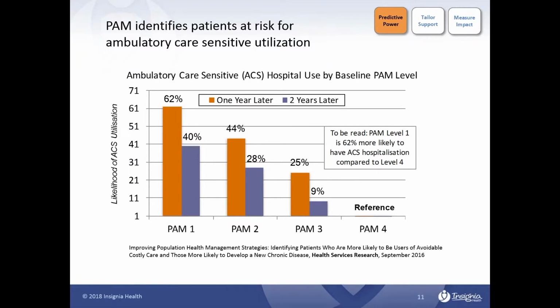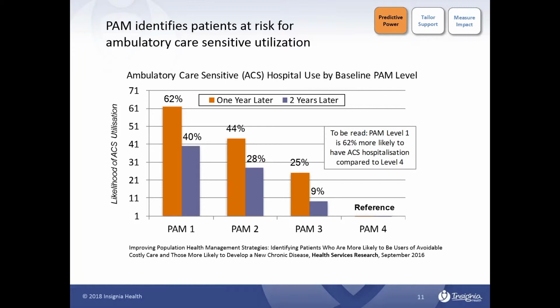You can see here that this is a major study looking at preventable hospitalisations. Those who are lower activated, PAM 1, have a 62% higher likelihood of a preventable hospitalisation compared to a higher activated patient. It improved in the second year to 40% more likelihood because there was some work done with those patients. So this is quite a significant statistic, and the likelihood of those lower activated patients having high resource utilisation is demonstrated by this graph.